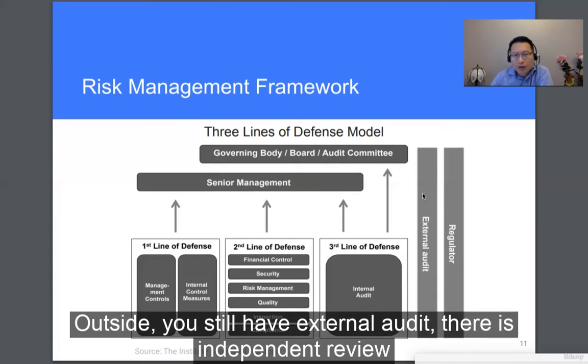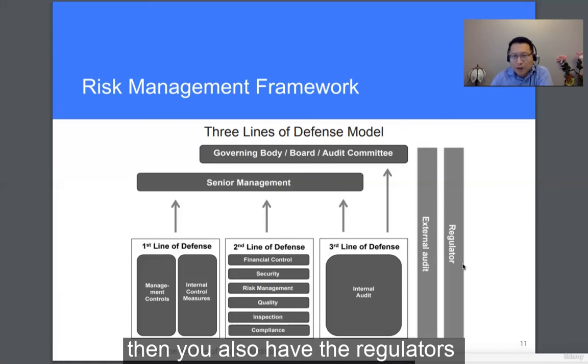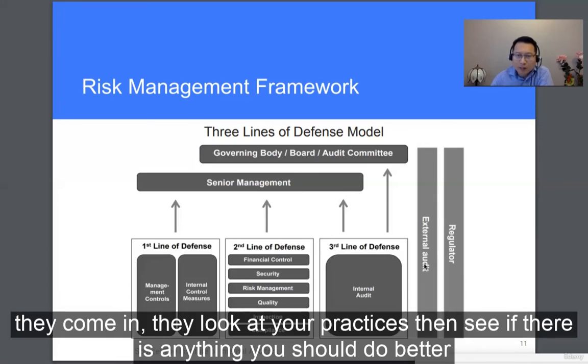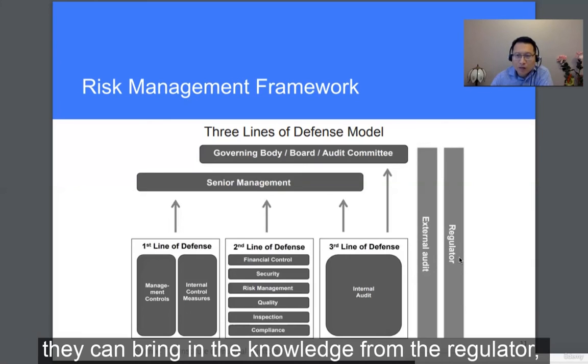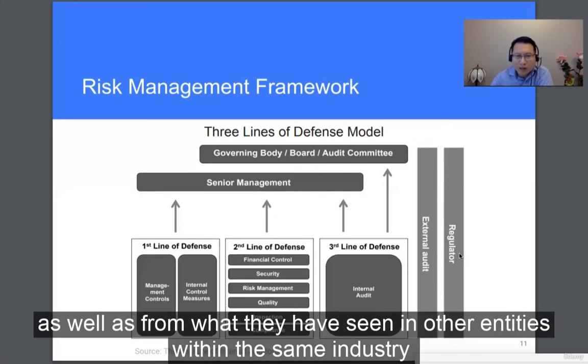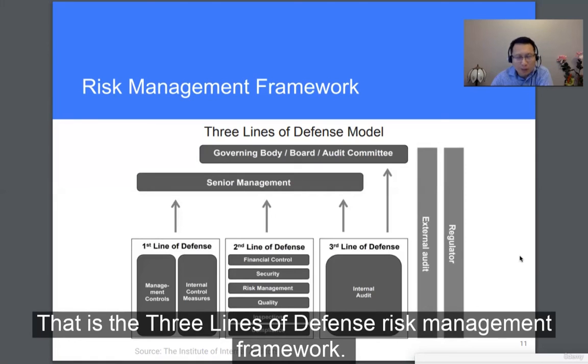Then outside, you still have external audit. There's an independent review, right? Just in case, sometimes internal audit may still be influenced by the executives; it's possible. Then you also have the regulators. They come in, look at your practice, and see if there is anything you should do better. They can bring in the knowledge from the regulator as well as from what they have seen in other entities within the same industry. So that's the three lines of defense risk management framework.